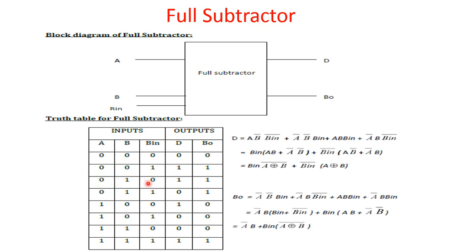For the input combination 0, 1, 0, difference is 1, borrow is 0. For 0, 1, 1, difference is 0, borrow is 1. For 1, 0, 0, difference is 1, borrow is 0. For 1, 0, 1, difference is 0, borrow also 0. For 1, 1, 0, difference is 0 and borrow also 0. The last one is the 1, 1, 1 combination, where difference is 1 and borrow is also 1.